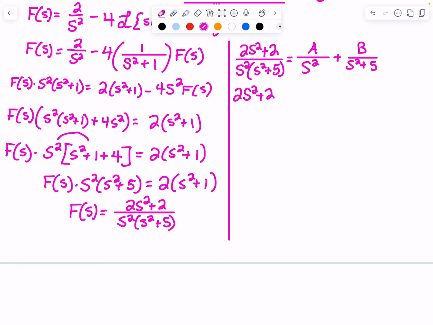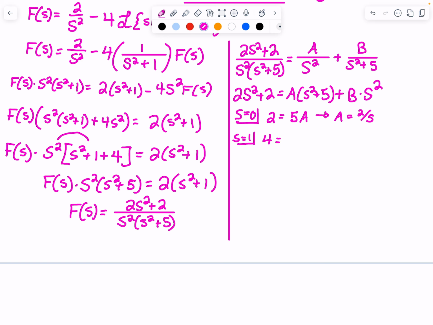2s squared plus 2 equals, I'm going to multiply by the denominators. I get a times s squared plus 5, and then b times s squared. Oof, a lot of work. Okay, so if I let s equals 0, I get 2 equals 5a, which tells me a is 2/5. If I do s equals 1, I get 4 equals, I know a is 2 over 5 times 6 plus b. If I do all that math, I get b is 8 over 5. You could try that if you'd like.